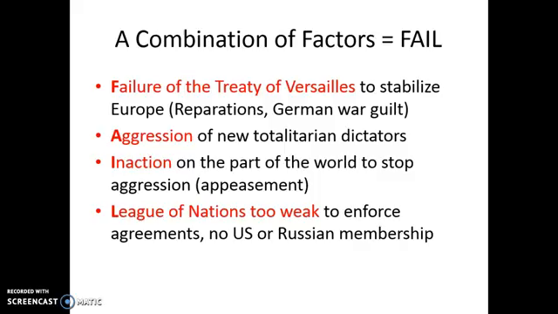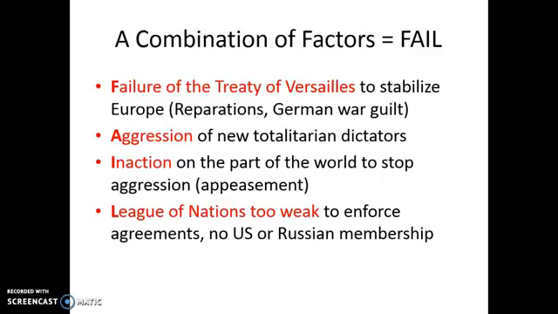First of all, you can remember, and you may have had this last year, the FAIL acronym. There are really four main factors that lead to World War II. First of all, the failures of the Treaty of Versailles to actually address the problems that caused the First World War. When you reflect on Germany being made to pay for the entire war and to accept guilt for the entire war, it leads to a weakened Germany that's going to be ripe for a dictator to rise to power.